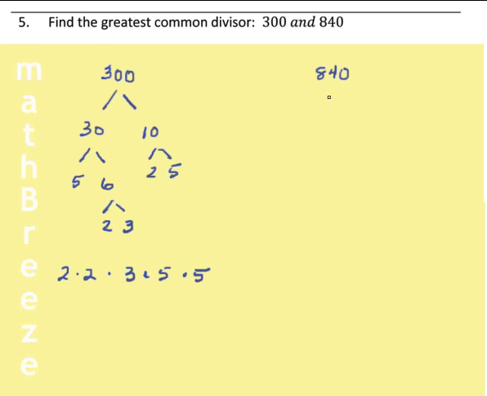Now let's look at 840. So we'll start with 84 times 10. Again, 840 ends in 0, so it's equal to 10 times something, 10 times 84. And let's break up the 10 into 2 times 5. And we can break up the 84 is 4 times 21. All right, and this is 2 times 2, and 21 is 3 times 7.